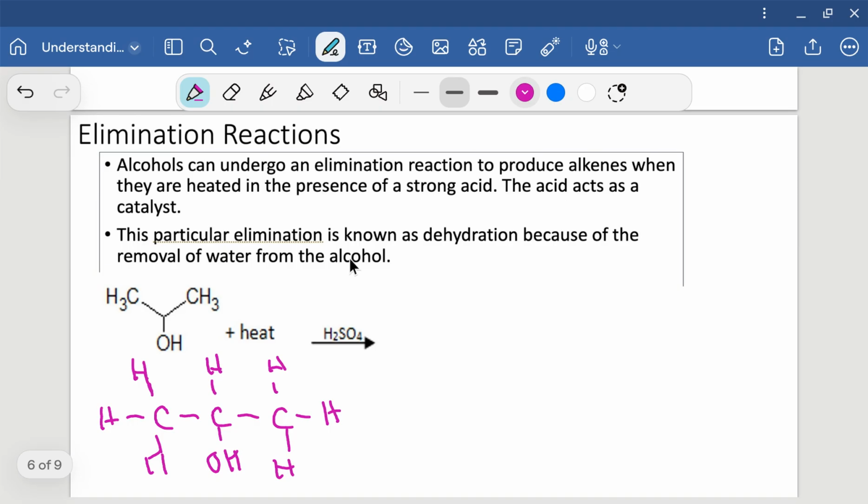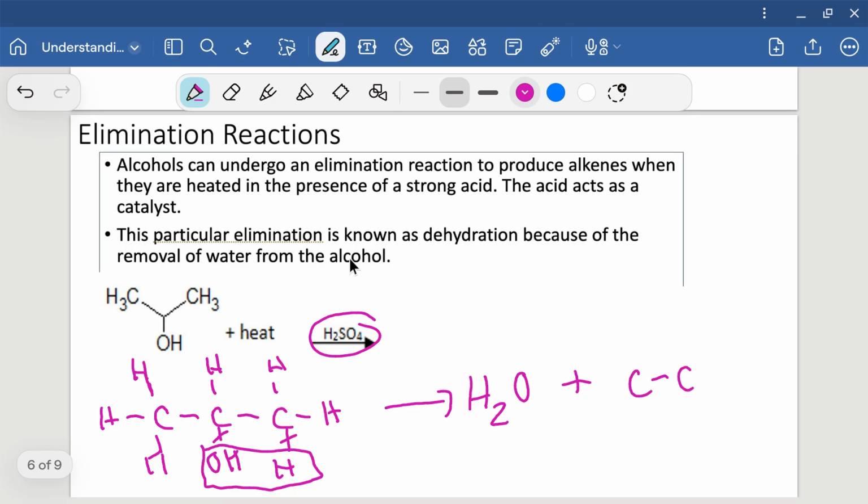So I'm going to look at my OH and see that when it comes close to hydrogen, it would want to form water. So we do have heat here. We know it's exothermic. We have a presence of a catalyst. So we will get water as a product. And then when the OH and H leave, each of these carbons now need something to bond to. So they are going to bond to each other, forming that double bond. And then you can fill in your hydrogens for the rest of it. That one had too many. So filling in your hydrogens.